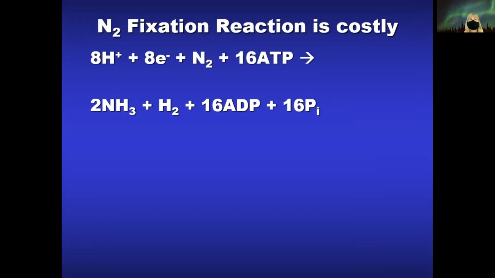So this overall reaction, the main thing for you to appreciate here, of course, they have the dinitrogen as one of the substrates, but look at that, 16 ATP for one dinitrogen to get fixed to ammonia. That's a big cost, 16 ATP to get that reaction to happen. So this is not free.